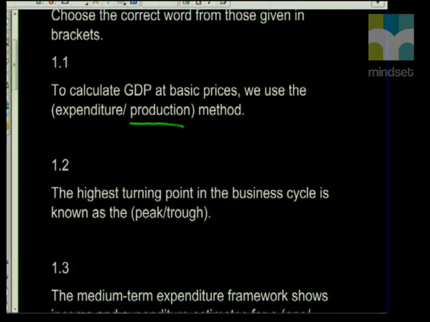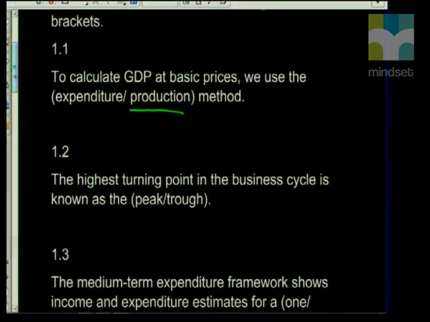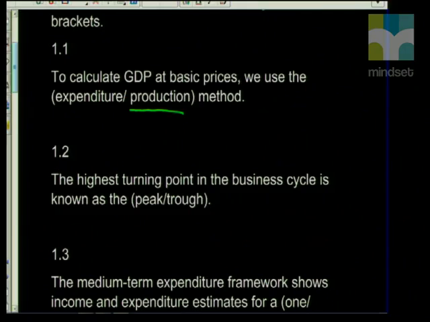Okay, let's continue. The next question says, the higher turning point of the business cycle is known as what? Is it called the peak or the trough? I can hear all of you say the resounding peak is the upper turning point. Yes, that's the peak.